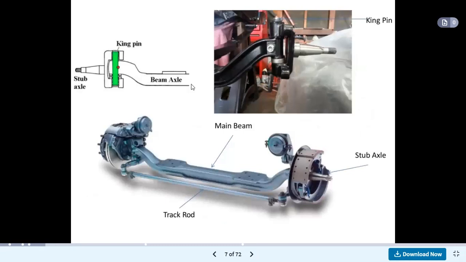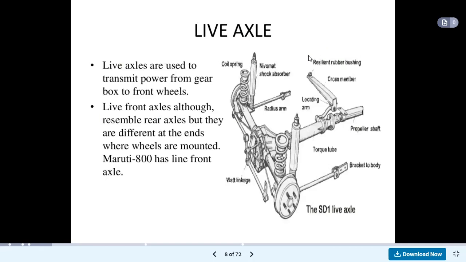Okay, this is the actual view of the axle. And this is the kingpin, and if we see the diagram or sketch, this green colored portion is the kingpin. This is the stub axle, this is the beam axle, this is the actual diagram of the axle. This is called the track rod. Okay, when the vehicle is in turning motion, this track rod makes the vehicle stable. Then this is the main beam, this is the stub axle. Live axle is also there.